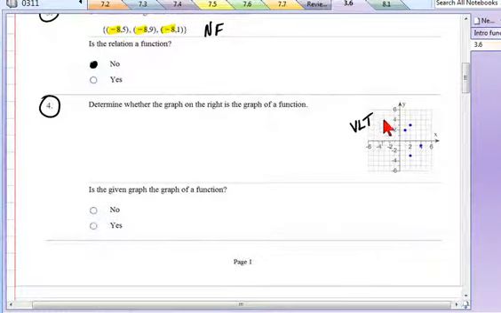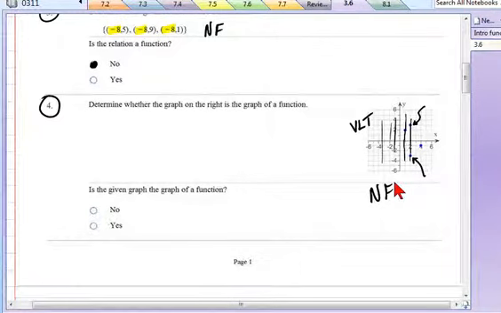Okay, if I start passing vertical lines, if I do this one, no problem. But what happens when I do this line? Do you see a problem? We've got that point and that point. Because the vertical line went through both of them, it means they had the same x. So that right away says that this is not a function. It failed the vertical line test. And so it says, is the given graph the graph of a function? My answer is no.